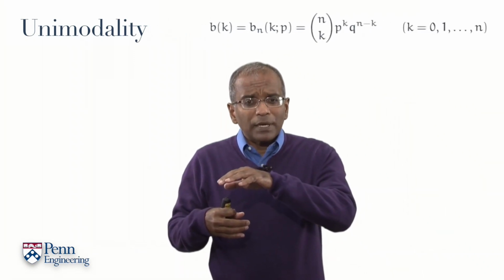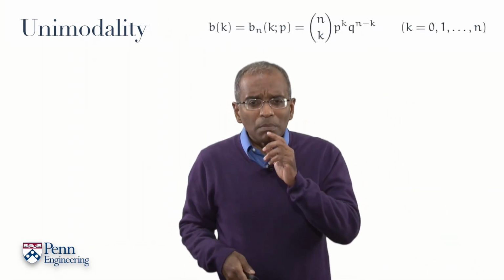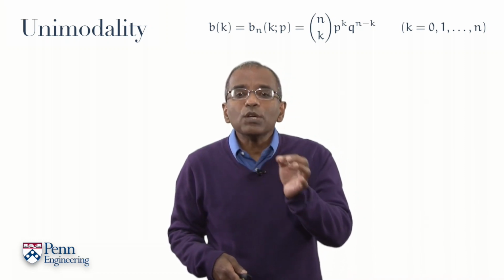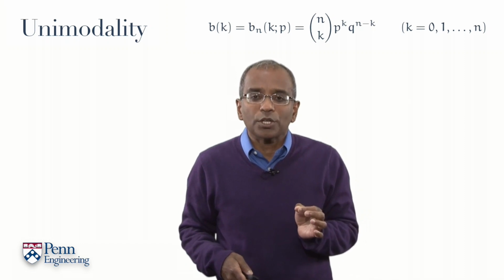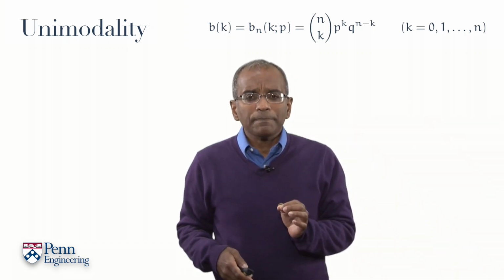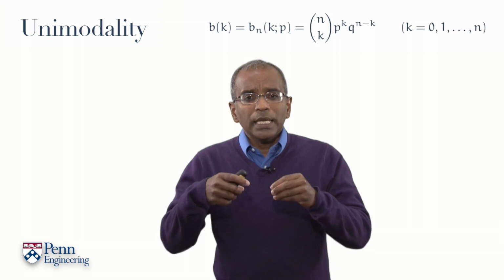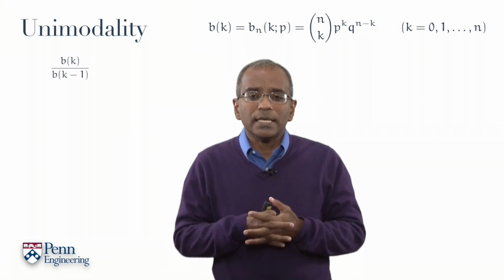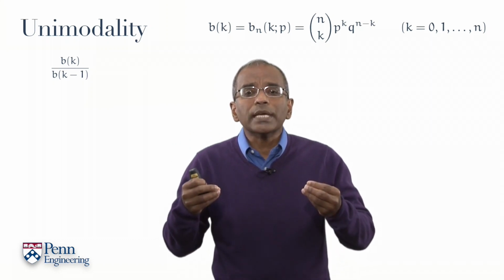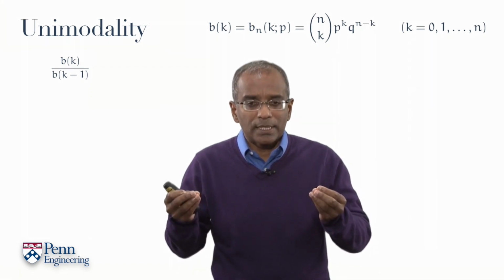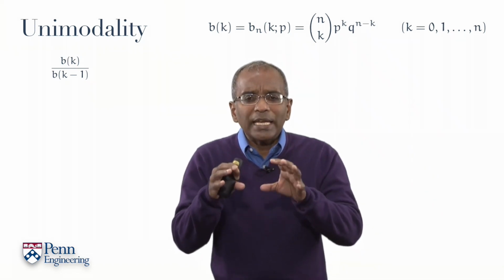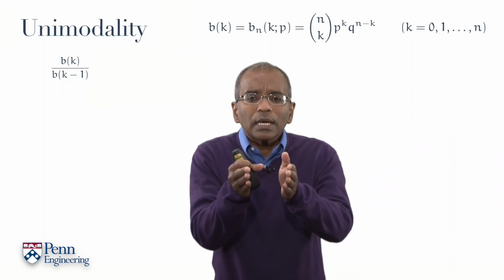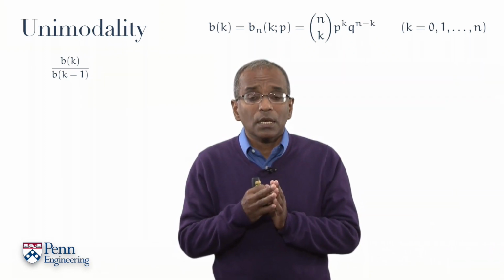Well, naturally enough, if there is such a tendency, one might be tempted to consider what happens to subsequent values of the atomic mass function. And in particular, let us consider the ratio of the probability that there are exactly k successes to the probability that there are k minus 1 successes. We won't at this stage put any particular restrictions on what k may be, and so we just look at two consecutive values for the number of successes.